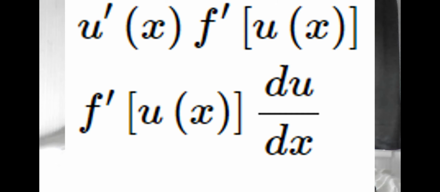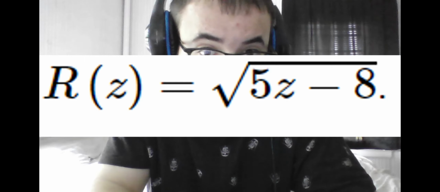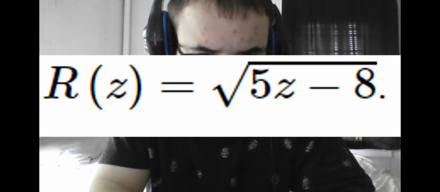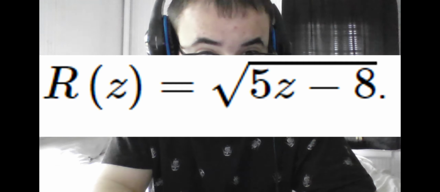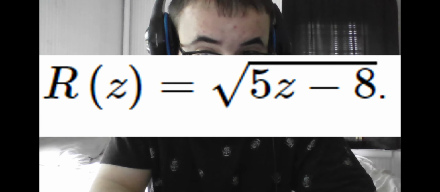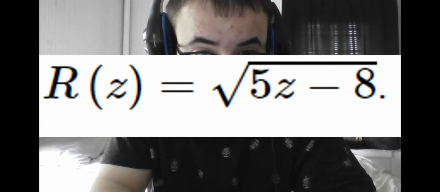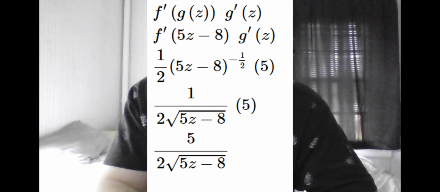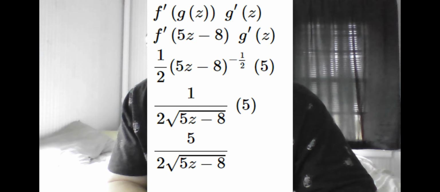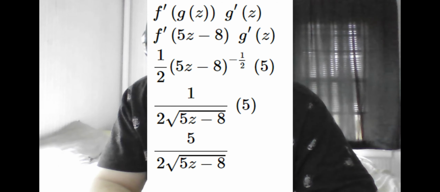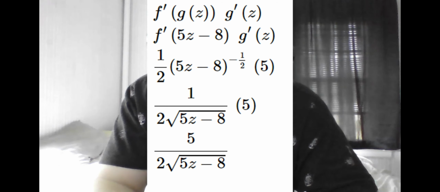The chain rule is more difficult to use not only because of how intricate its proof is, but also because you have to be very careful about what you choose as your inside and outside function. For example, if you want to differentiate the square root of 5z minus 8, you would see the inside function has to be 5z minus 8, and the outside function must be square root of x. It cannot be the other way. So we multiply the derivative of 5z minus 8, which is 5, and the derivative of square root of z, which is 1 over 2 times the square root of z.